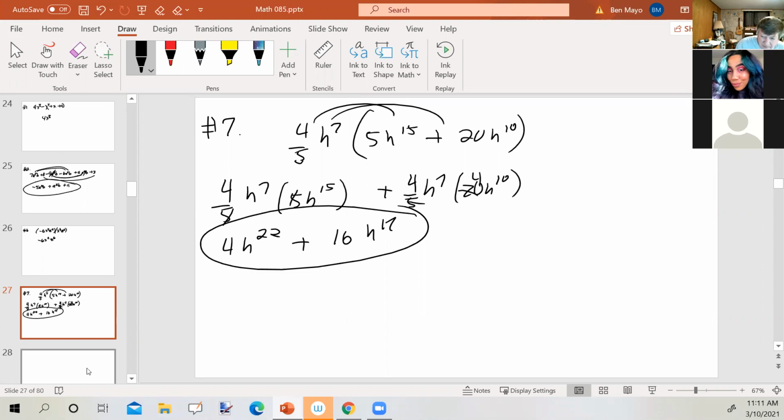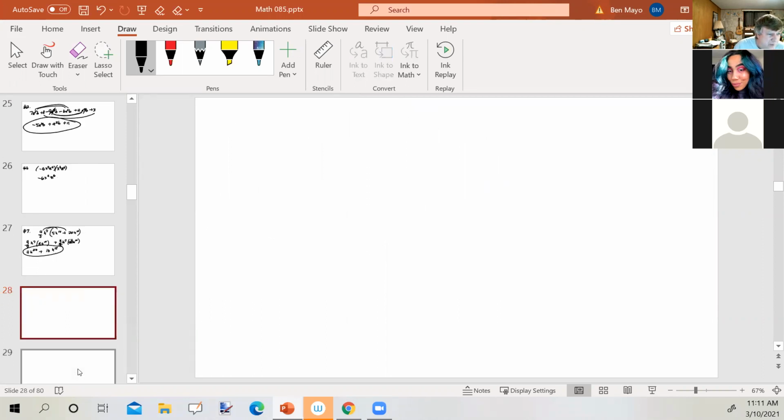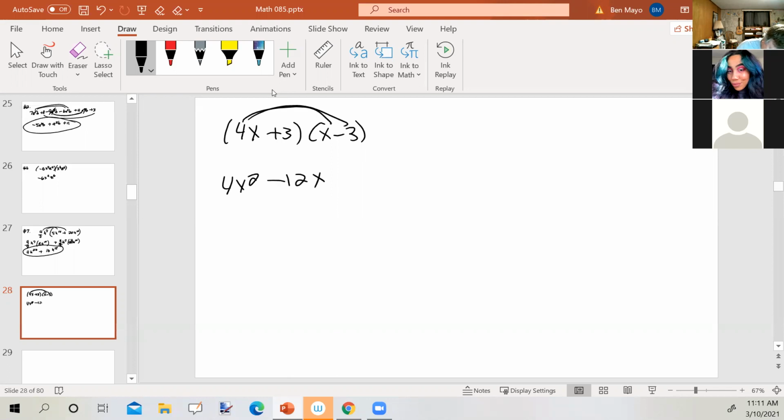Let's take a look at this situation. We're going to multiply 4x plus 3 times x minus 3. So we're going to FOIL. We get 4x squared minus 12x plus 3x minus 9, which is 4x squared minus 9x minus 9. Okay.